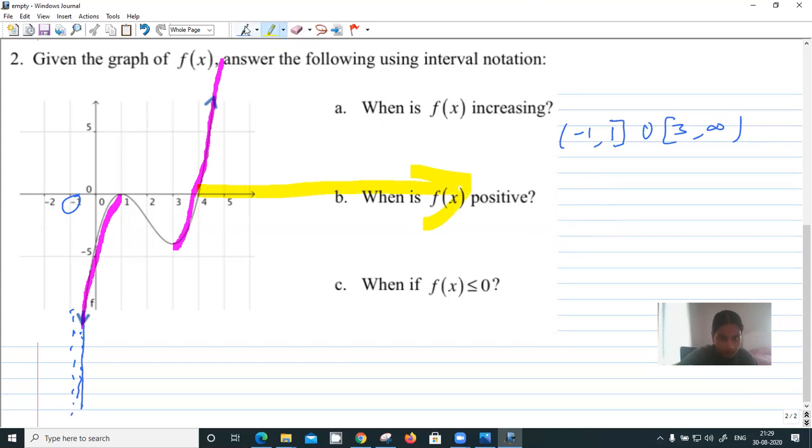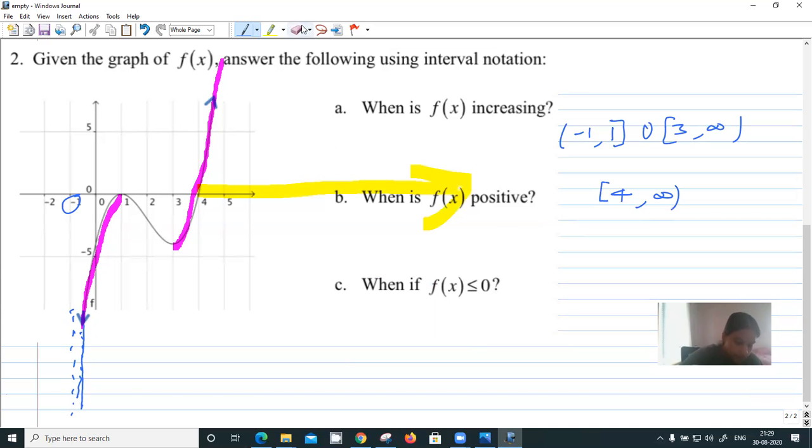It is? I think because 0 is positive, right? Yeah. It is included, I guess, because 0 is positive. Okay. So then when is f of x less than or equal to 0?